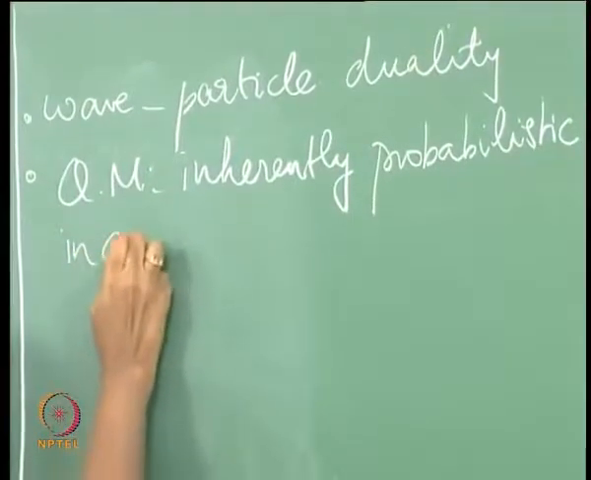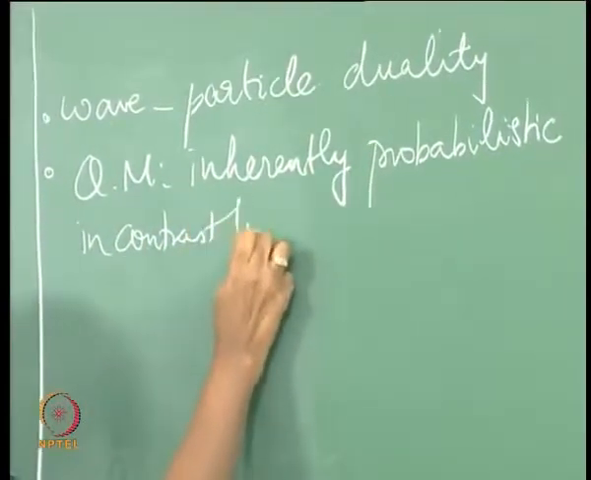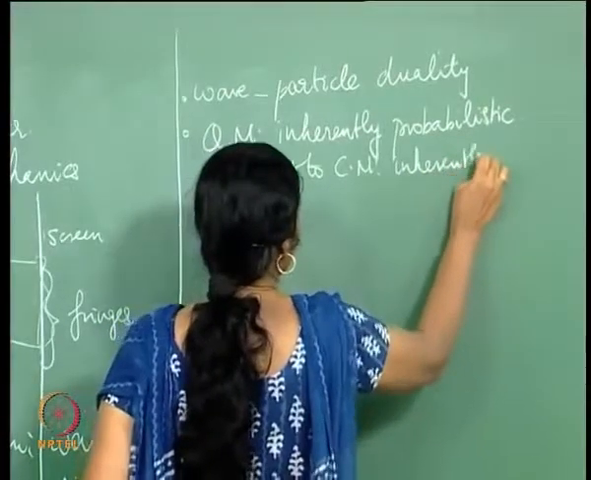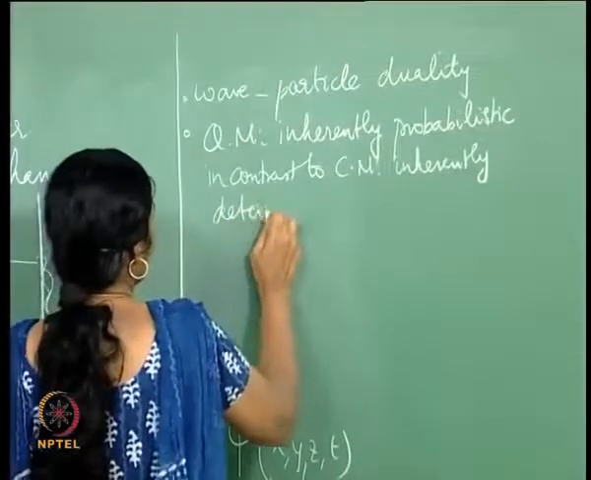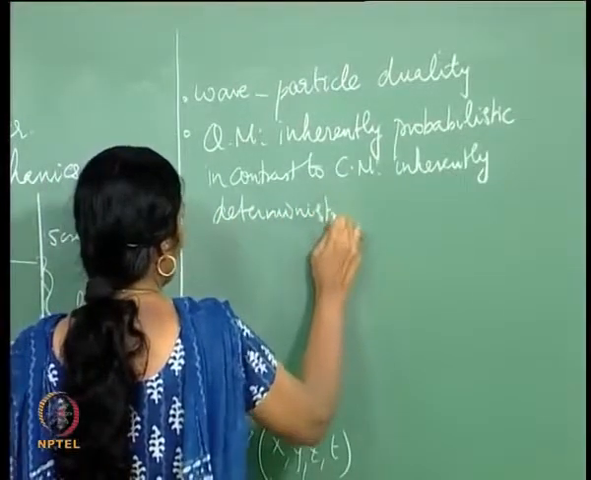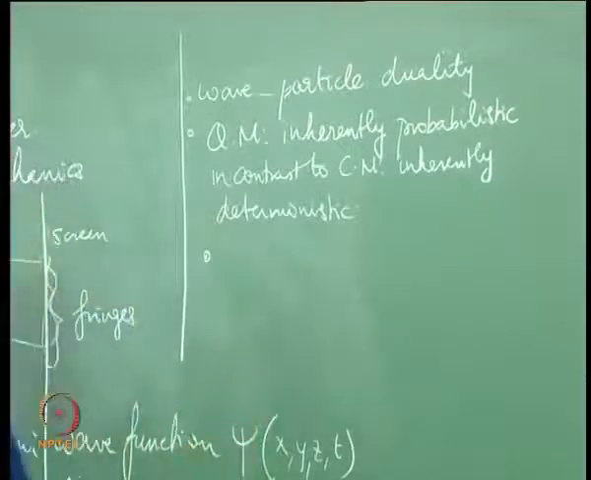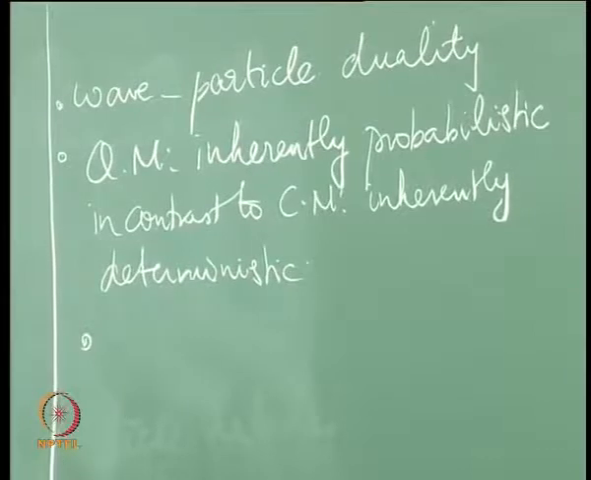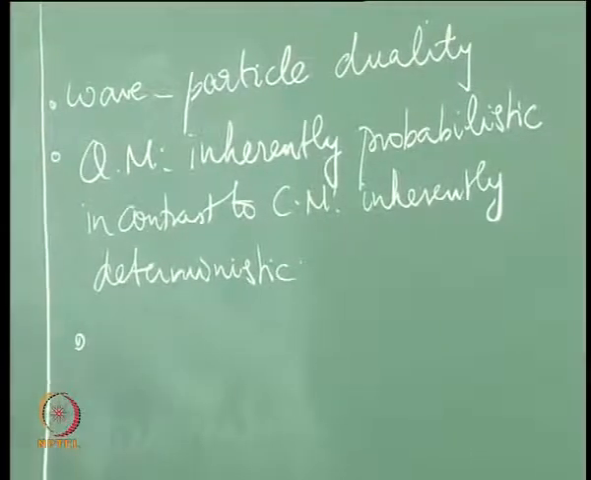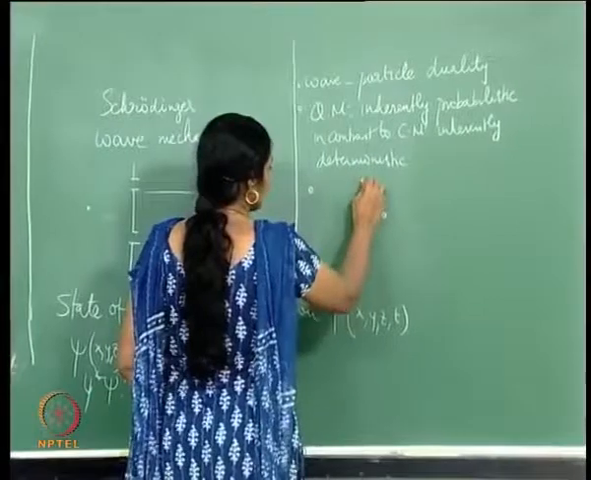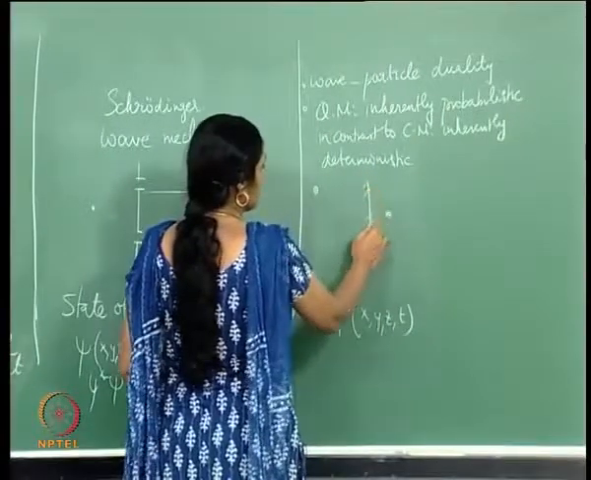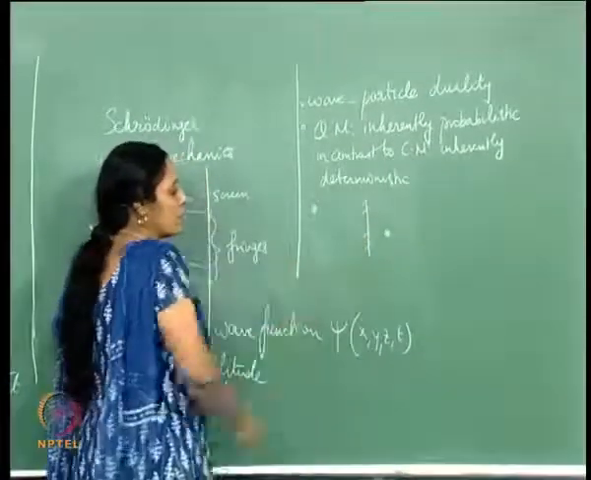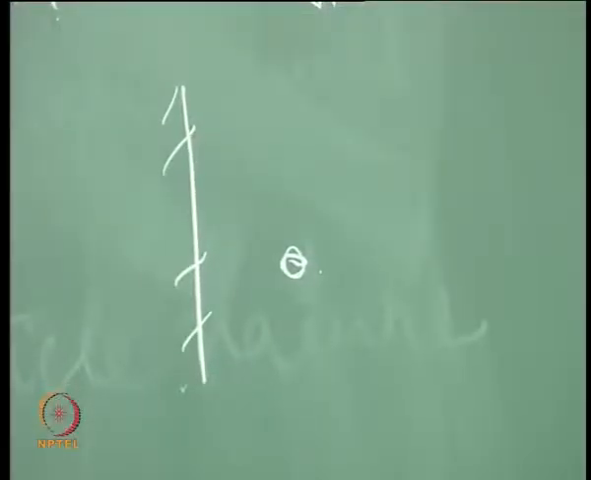In contrast to classical mechanics, which is inherently deterministic, and in this context, I have to mention something else. In classical physics, suppose there were a particle which is kept on this side of a barrier, an impenetrable barrier, the probability of seeing the particle on that side of the barrier is strictly 0.